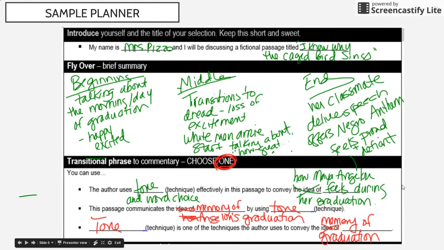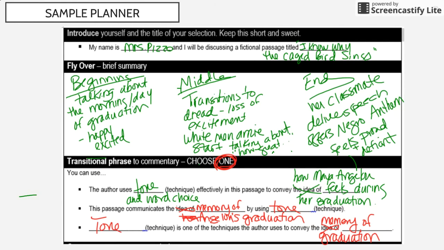So then I go through my planner, and this is blank normally when I get this. And your job then is to write bulleted notes. And I wanted to just show you what mine looks like. So obviously I have introduce yourself, I said my name, I said the title, and then I went through the flyover and I laid out beginning, middle, and end.